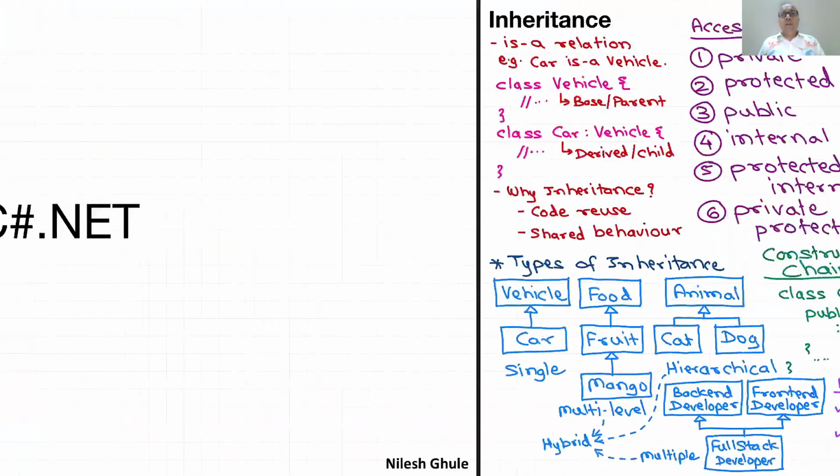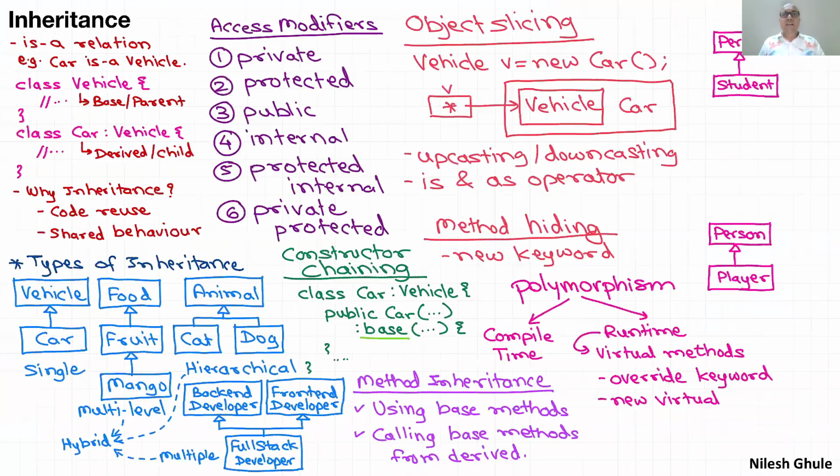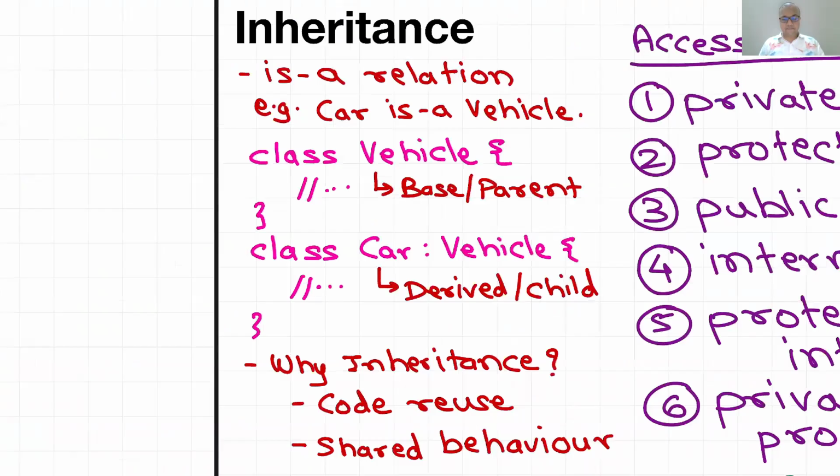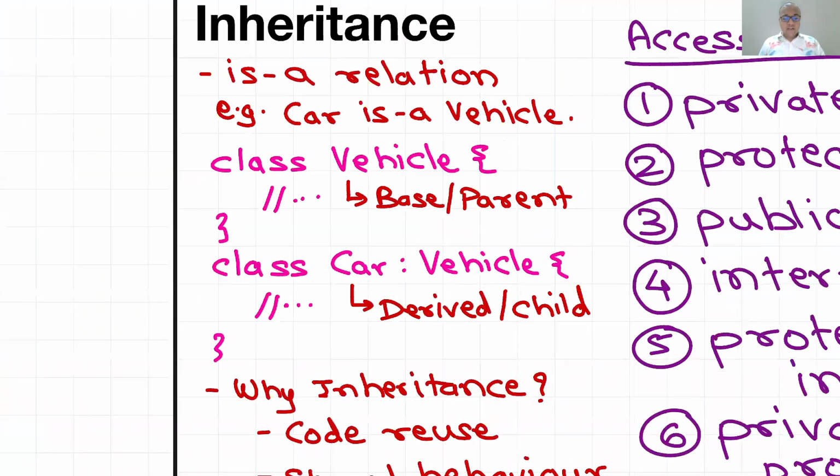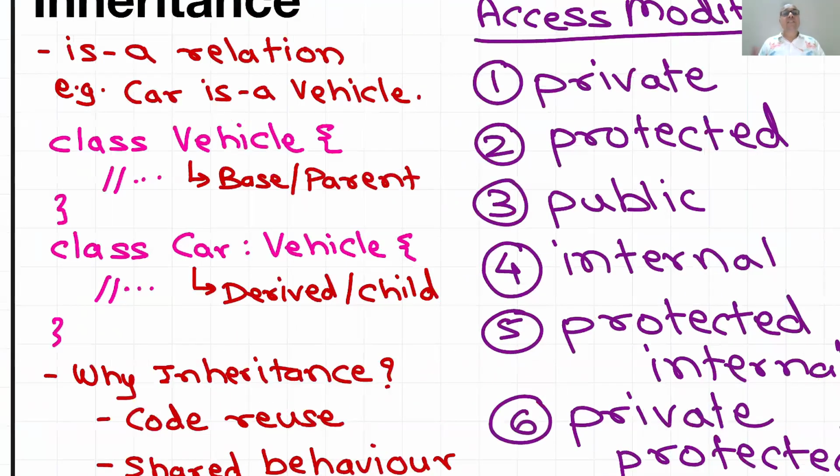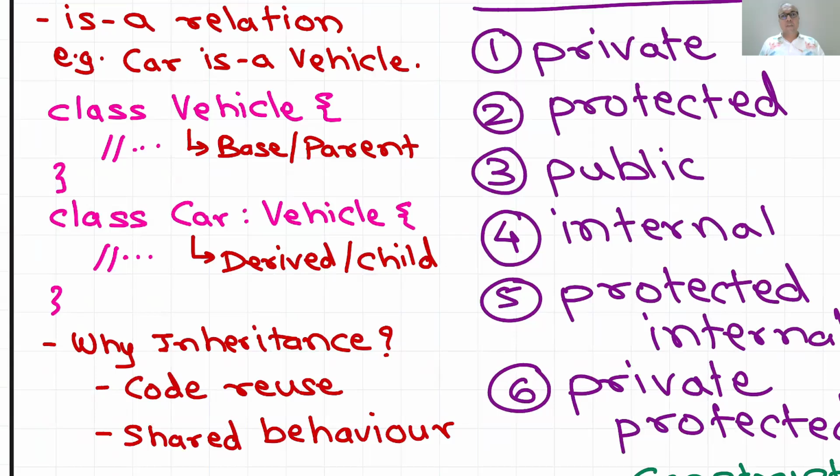So now we will first get started with the basic idea of what exactly inheritance is. Let me tell you that inheritance represents an "is a" relationship. A simple example is a car is a vehicle, or a mango is a fruit, or a dog is an animal.